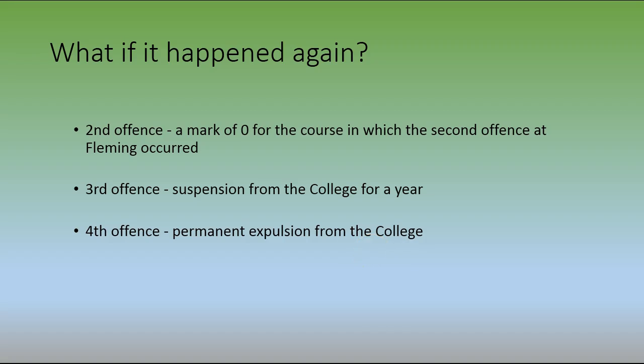If it happened again, if there was a second offense, there would not only be a mark of 0 for the particular assignment, there would be a mark of 0 for the course in which the second offense occurred. If there was a third offense, the student would be suspended from the college for a year, and if there was a fourth offense, it would result in permanent expulsion from the college.